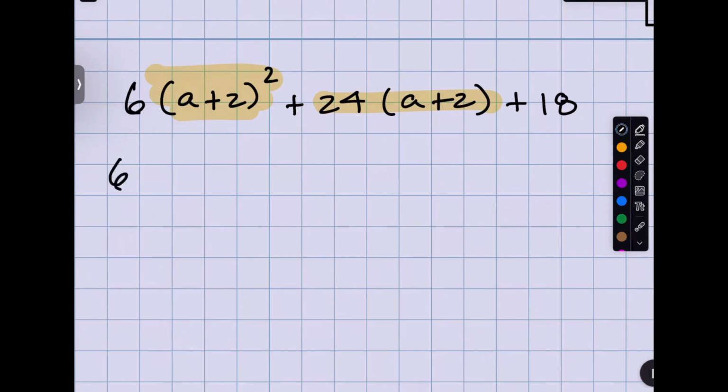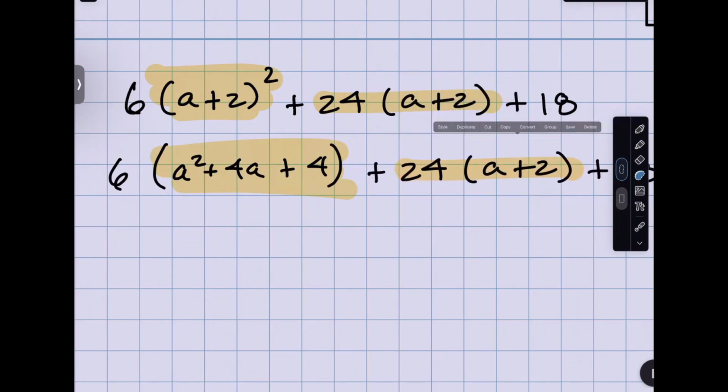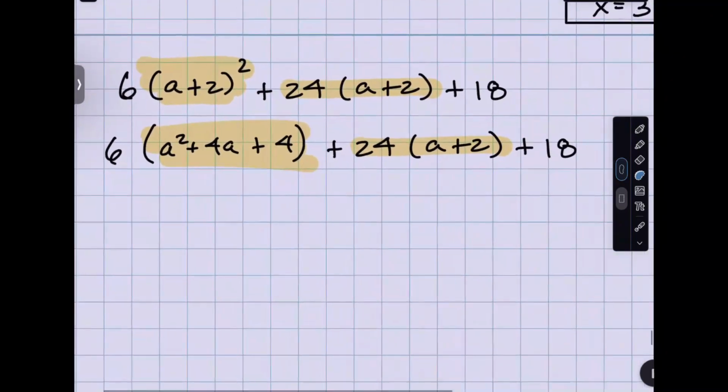I'll get you guys part way here. But you guys got to show this work here. You're going to have something like that. So the 6 got to get distributed, 24 got to get distributed, and then you combine like terms. Is that fair? Same thing with number 3.